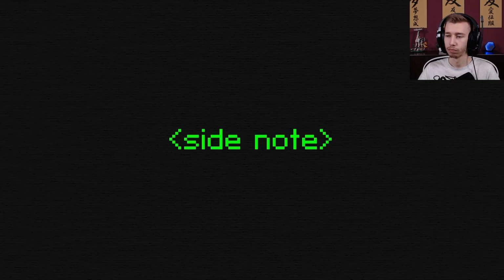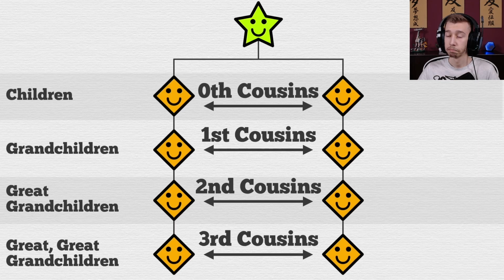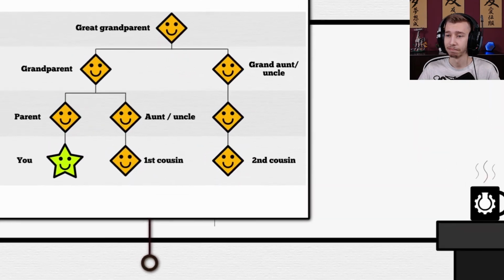Just match the cousin number with the number of G's and you're all set. Simple. Side note here, continuing this rule in reverse means that siblings can technically call each other zeroth cousins, which they totally should. And you are your own negative first cousin? Weird. All done here now, nothing more to talk about.